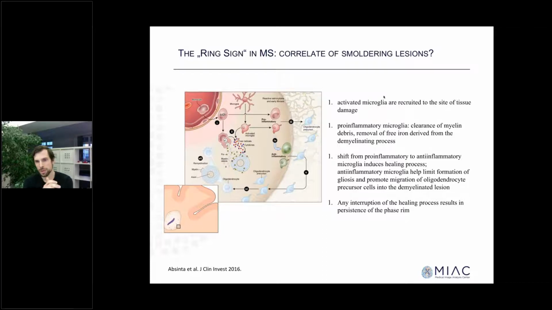Then two scenarios can happen. One scenario would be you have a continuation of a chronic active inflammatory process. Then the iron and the iron ring stays there together with the macrophages. And on the other hand, you can have a shift to an anti-inflammatory environment, and the iron and the macrophages will disappear. So that's the hypothesis we have so far.